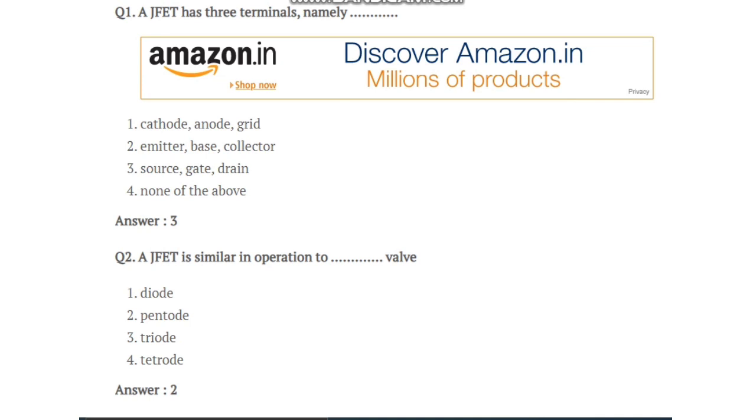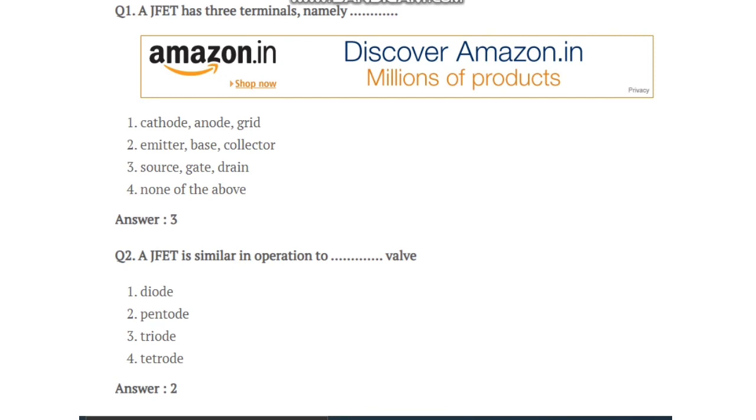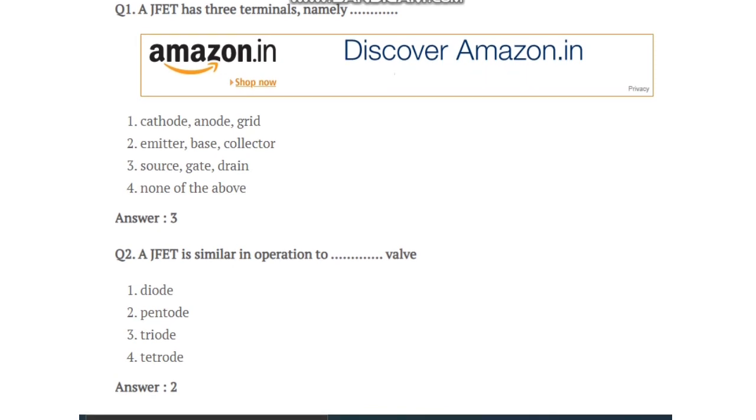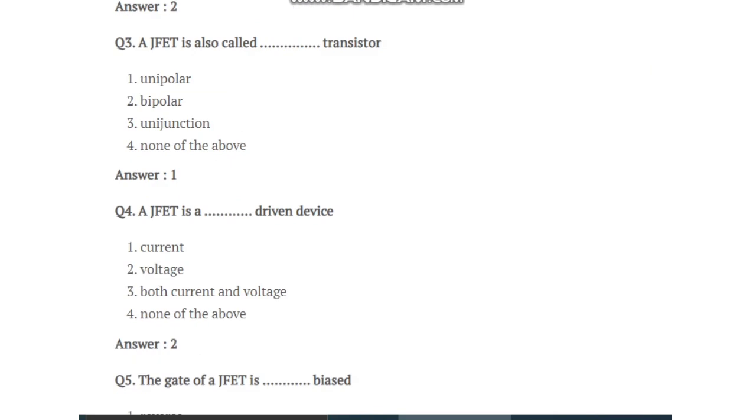The JFET has three terminals, namely source, gate and drain. Then question number 2 is, a JFET is similar in operation to dash valve, and the answer is pentode valve. Then question number 3 is, a JFET is also called as which type of transistor? It is known as unipolar transistor.